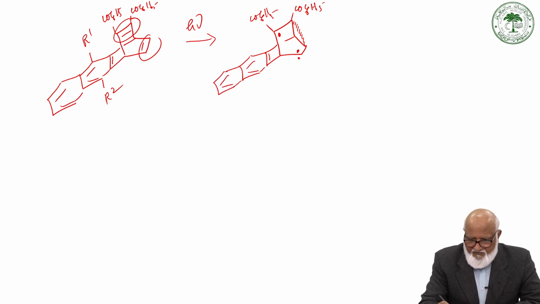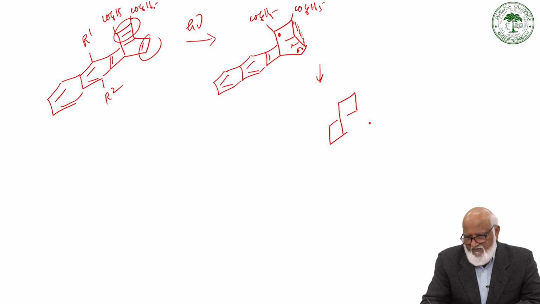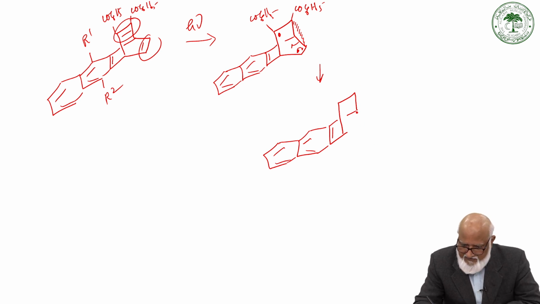Right? And then it comes back and forms a, and then it opens up to give the corresponding. So we end up with a, right? Of course, we have a, so we get a diradical here. There is a new bond which is formed. This opens up, and you have a double bond here.